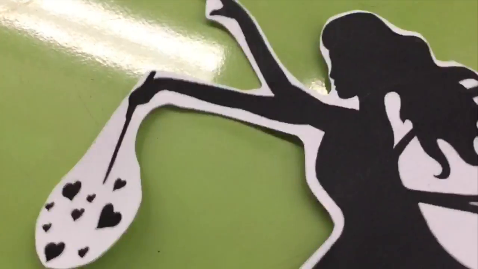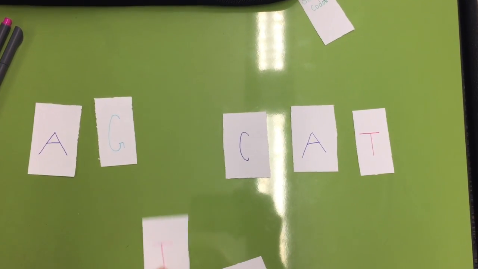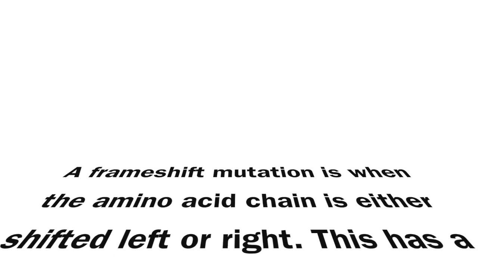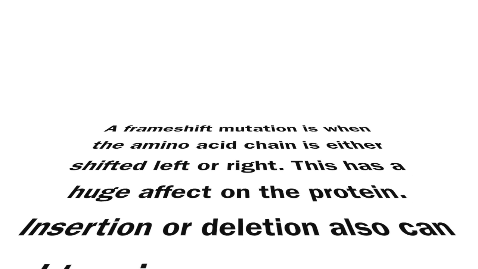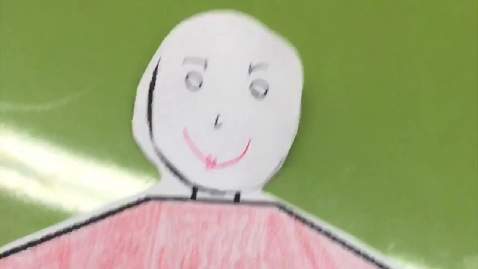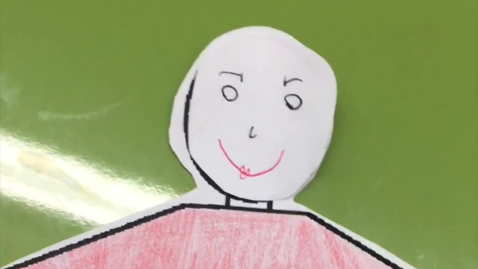Oh dear, you'll need more help than I thought. As the name suggests, insertion and deletion happen when a nucleotide is either inserted or deleted. This leads to a frame shift. A frame shift mutation is when the amino acid chain is either shifted left or right. This has a huge effect on the protein. Insertion or deletion also can lead to a missense or nonsense. Oh, that makes way more sense. So where exactly do mitosis and meiosis fit in?